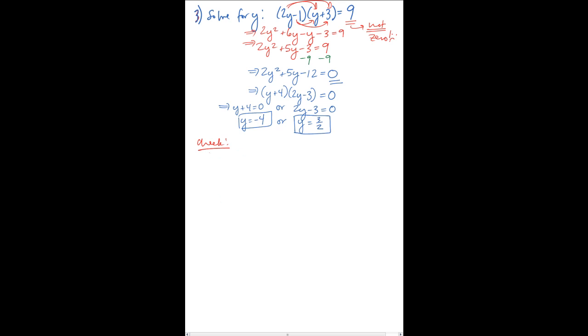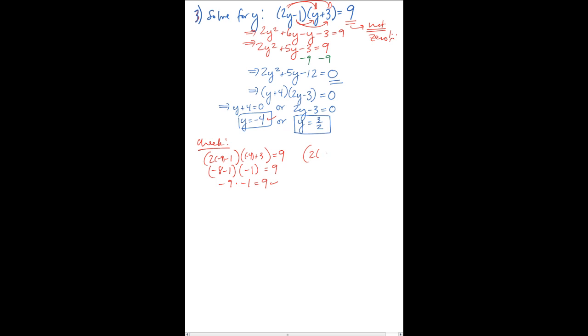We've got 2y minus 1 times y plus 3 equals 9. And if I plug in negative 4, I should hopefully get something that's true, if I've done my work correctly. 2 times negative 4 is negative 8 minus 1. Negative 4 plus 3 is negative 1. Negative 8 minus 1 is negative 9 times negative 1 equals positive 9. That's definitely true. Let's try this other one.